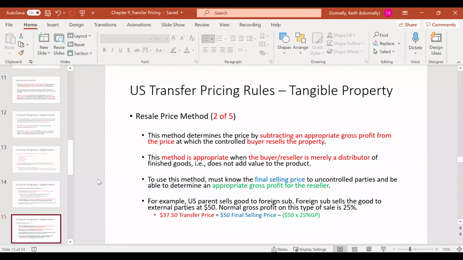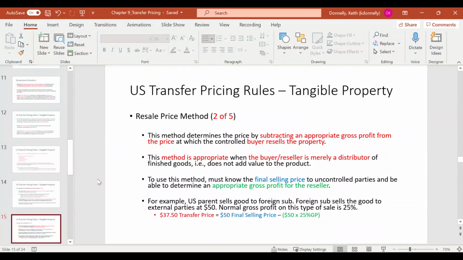The second way we could establish an arm's length price for the sale of tangible property is the resale price method. This method determines the price by subtracting an appropriate gross profit from the price at which the controlled buyer resells the property. It is best used when the buyer reseller, so A sells to B and then B sells it, is merely a distributor of finished goods. They don't really add any value, they just buy it and then sell it.